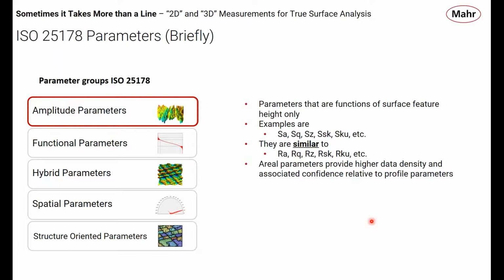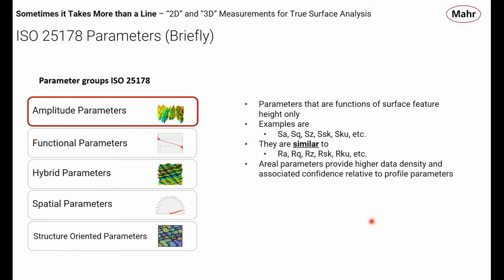SA is similar, but slightly different. In the case of SA, we don't have a profile, we have an area. So instead of calculating a mean line for each of the profiles in that area, we calculate a mean plane for the entire area, and then we go through every single data point in our area, and we calculate the average deviation from the mean plane. So it's a subtlety, but it actually does make a mathematical difference when we're looking at the parameters.